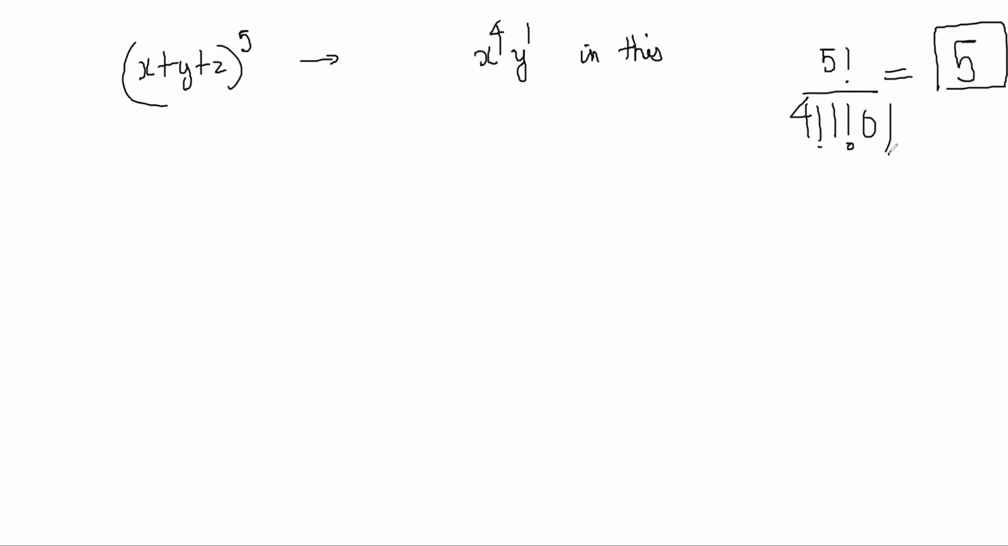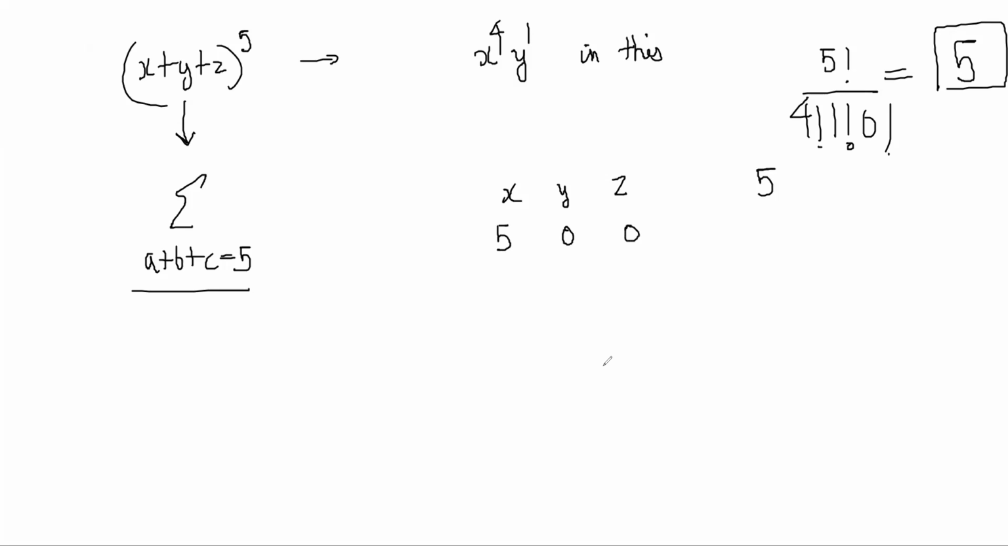Okay? But if someone asks you, write the expansion of this, right? Then it is slightly more annoying because you have to know how many ways can you add up a plus b plus c to give 5, right? Because think about it, x, y, z, and this is 5. You can start with x is 5, this is 0, this is 0. You can do 4, 0, 1, 4, 1, 0, right?